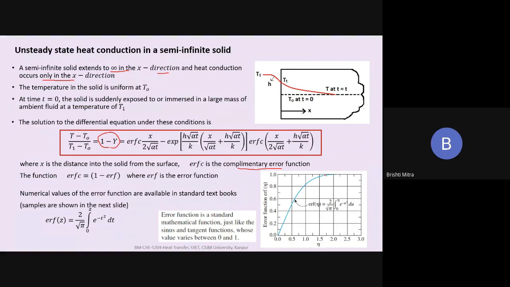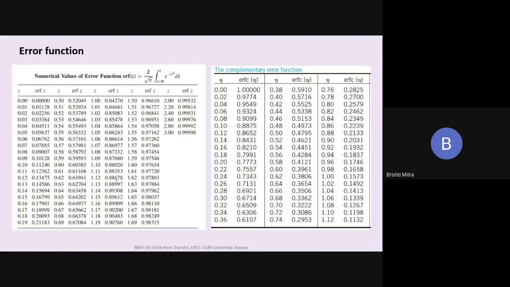In the next question, you would say, where do I get these error functions? These are available in textbooks. I will show you right now where we find the value of error functions. And 1 minus the error function is called the complementary error function. Erfc, the complementary error function, is equal to 1 minus error function. Remember, the value of error function goes from 0 to 1. I will show you in the next slide some values of these error functions.